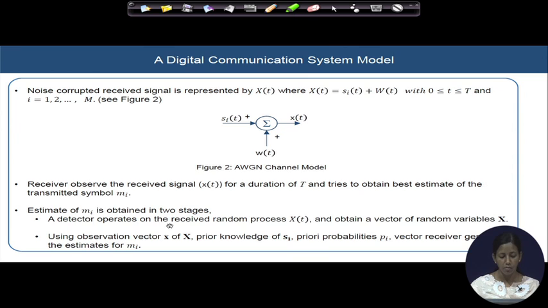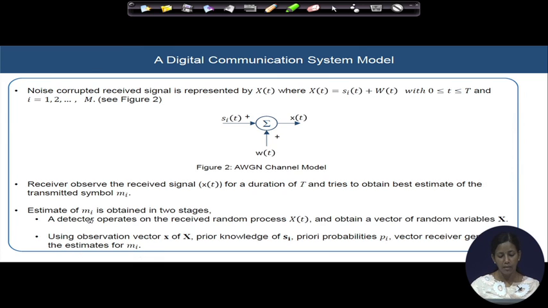In the first process, there is a detector that operates on the received random process x(t) and generates a vector of random variables, capital X. By observing the small x, which is the random sample value of this capital X, with prior knowledge of the vector transformation done in the transmitter, and the probabilities of occurrence of all those symbols, Pi, the receiver is now trying to estimate the value of Mi.